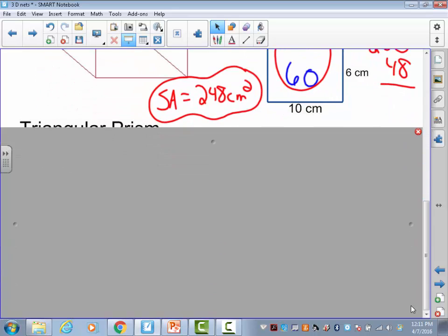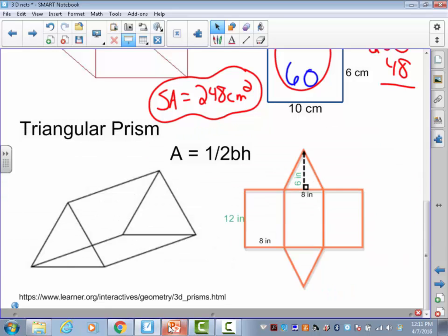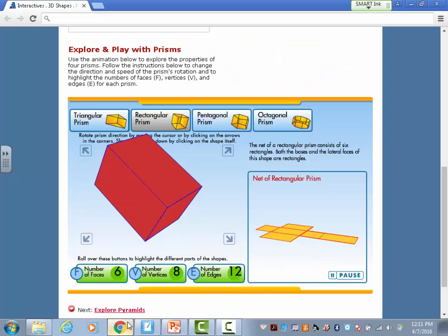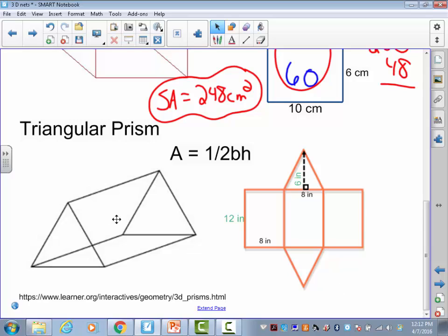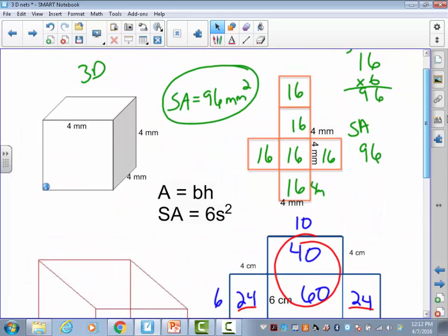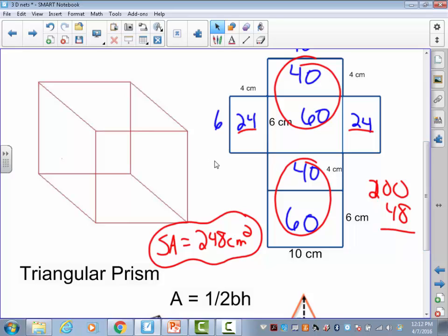All right, let's try another one. Different shape this time. Here's your website that'll get you to this if you want it. Okay, that's at the bottom of your note page. This, ladies and gentlemen, is a triangular prism. You can think of this, if this makes sense to you, like this: this is a cube, or we call it a rectangular prism. A cube is like a 3D square. Okay? This is a rectangular prism. You can think of it as a 3D rectangle.